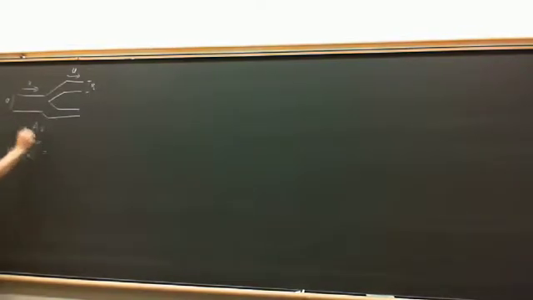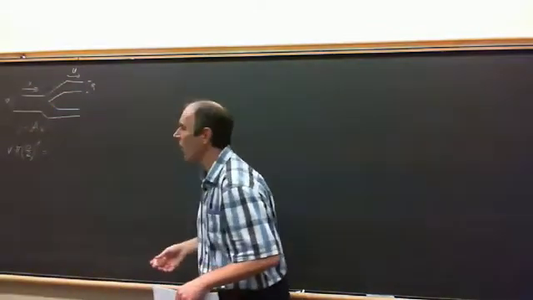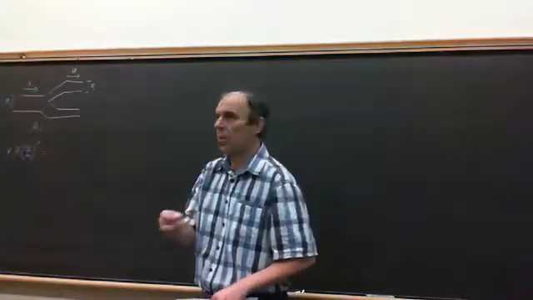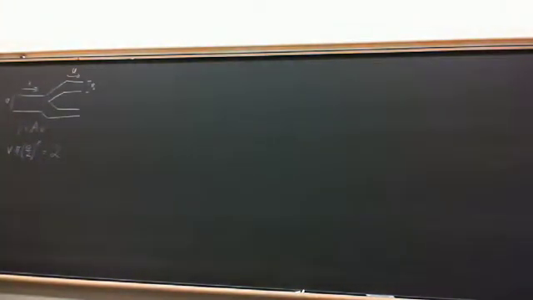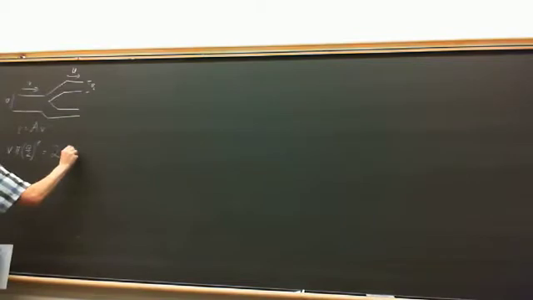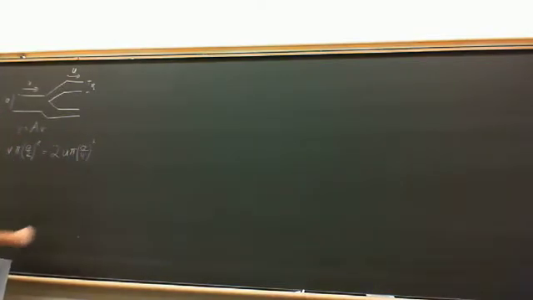And that's the total flow in the parent. The total flow in the daughter, well, first of all, there's two daughters, so you're going to have a factor of 2. And each one is going to have a flow u, the speed, times pi. And now the diameter is a over 2, so the radius is a over 4, so a over 4 squared. And now all we got to do is solve for u.